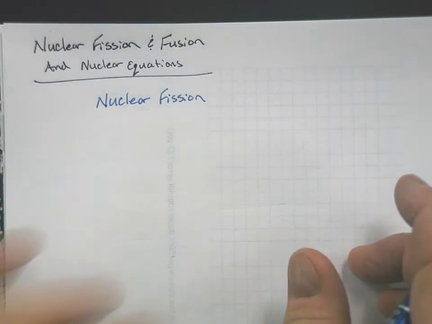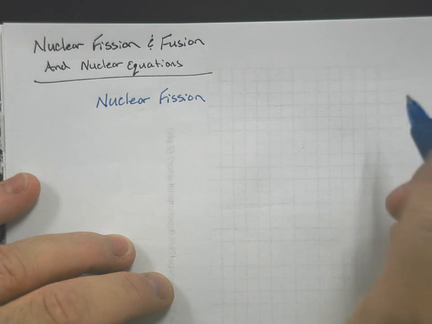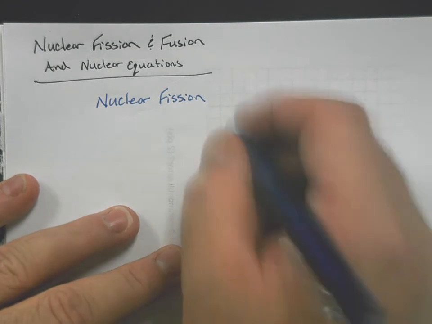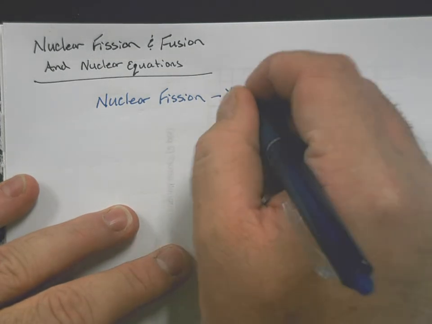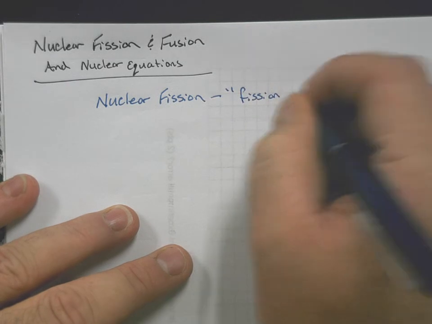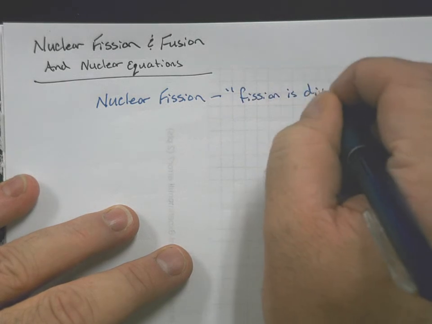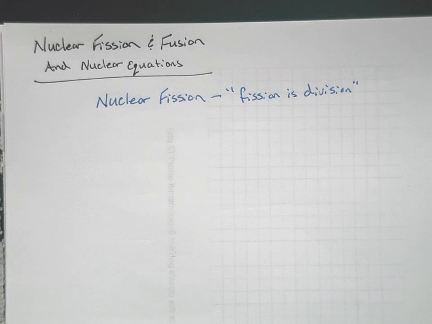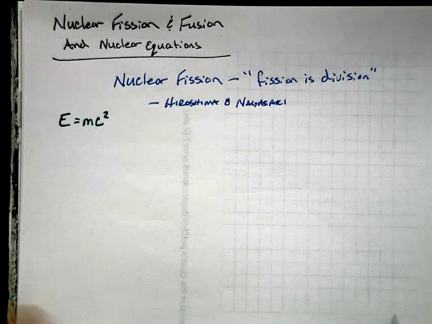Okay, nuclear fission, the way I want you to remember this is the cleaving of a large nucleus into two daughter nuclei. Fission is division. This is how you're going to remember this compared to the other nuclear processes we're going to be dealing with. Fission is division. It is the cleaving of a large nucleus into two smaller nuclei. Here's how it happens. Here's what happens with nuclear fission.